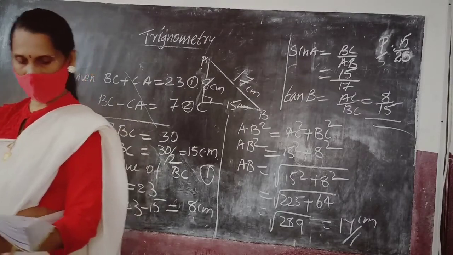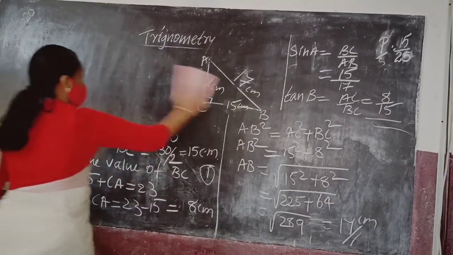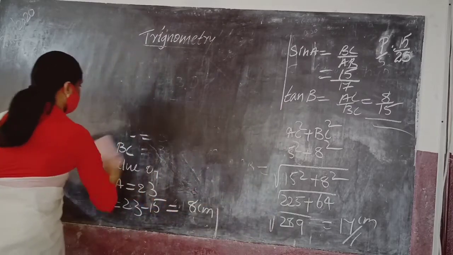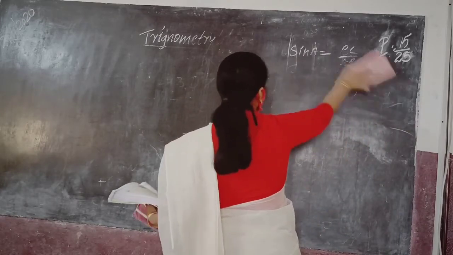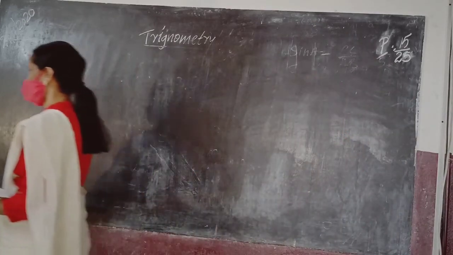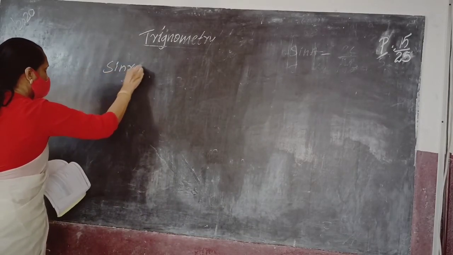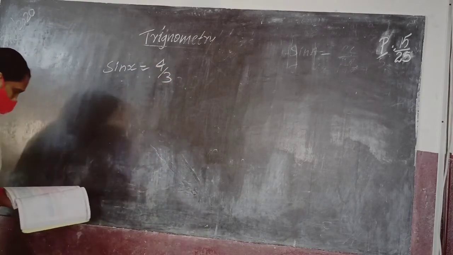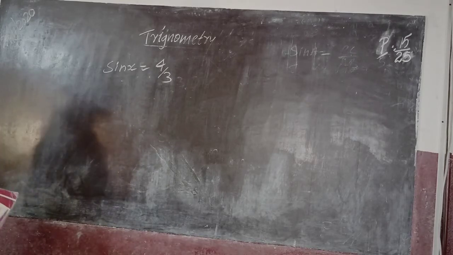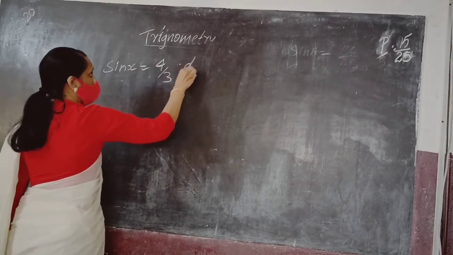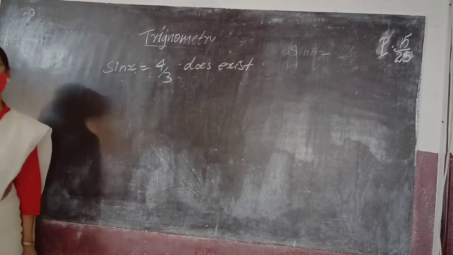Here there is a question. See, think and discuss questions. Let us discuss about it. There is a think and discuss question. Sin x is equal to 4 by 3. Does it exist for any value of angle x? That is the question.